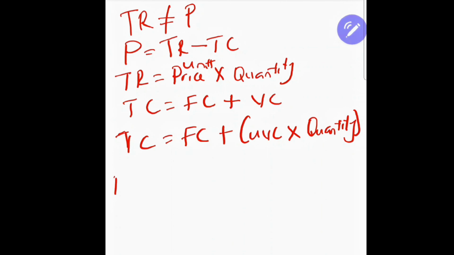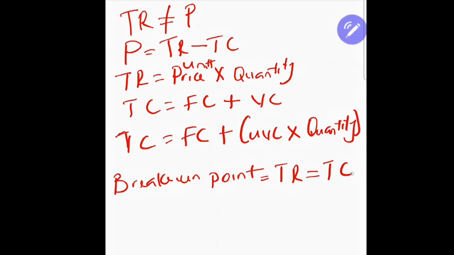Now, for your break-even point, the break-even point is where total revenue equals total costs. At this point, whatever you're buying is equal to what you're selling. You're not making profits and you're not making loss. That is your break-even point.